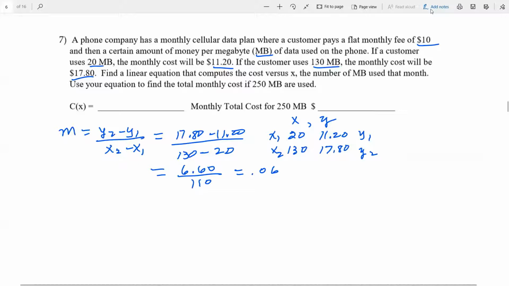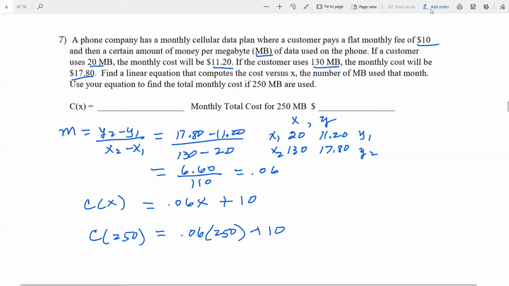So now we get the cost versus x, the number of megabytes used, is going to be 0.06 times x plus the $10 charge. And they wanted us to find the cost for 250 megabytes. It's going to be 0.06 times 250 plus 10, which is equal to 15 plus 10 equals $25 for 190 megabytes. So the answer to this is $25. And of course, the equation C of x is equal to 0.06x plus 10.